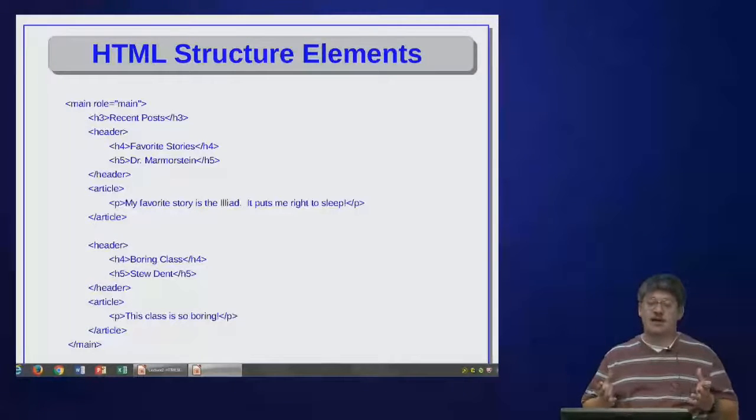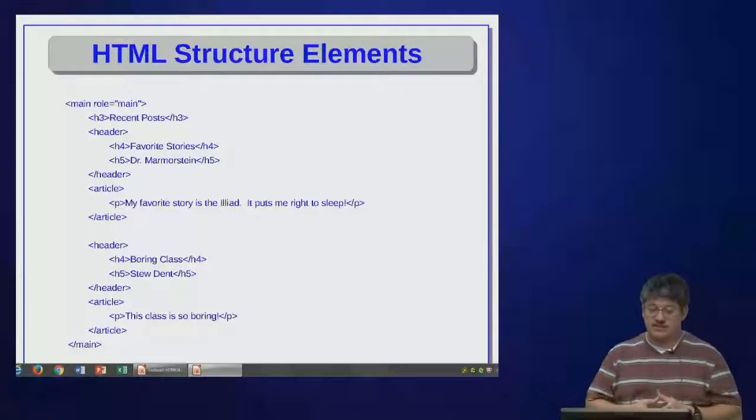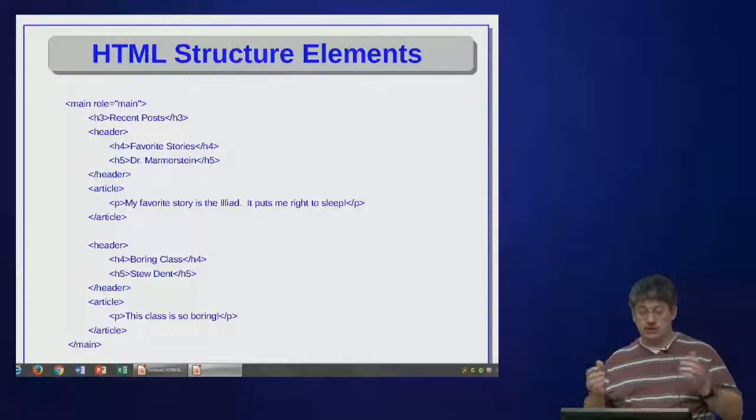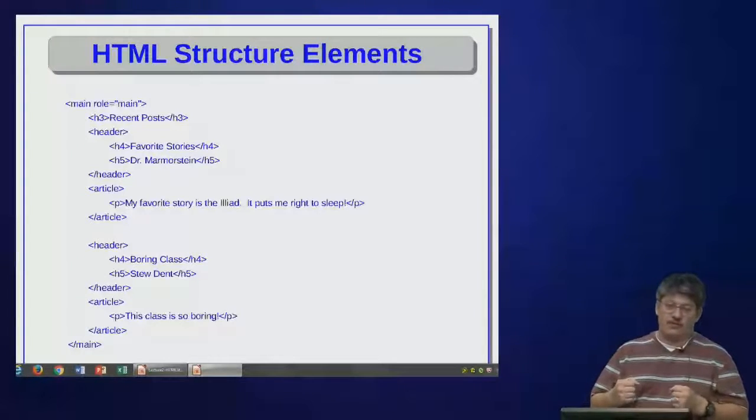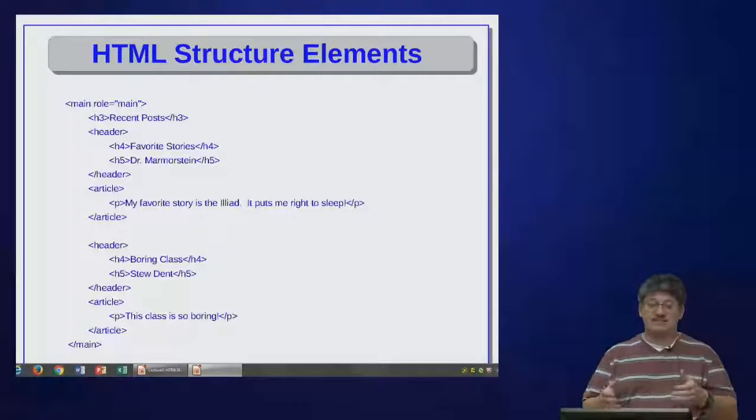At the top of the main content, I have an H3 tag that says recent posts. And then I have a series of articles, and each article has a header above it that has its title and author name. So the first article has the title Favorite Stories, and it's by Dr. Marmerstein. And the article is just one paragraph that says, my favorite story is the Iliad, which is true. This is the story of the wrath of Achilles. And then it says, it puts me right to sleep.